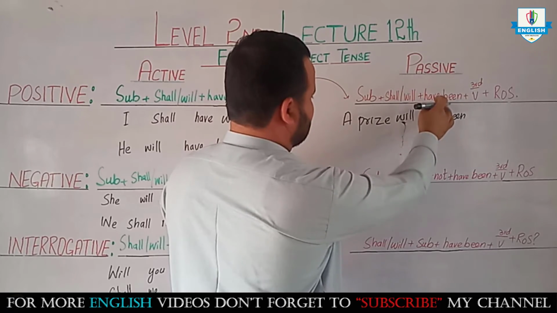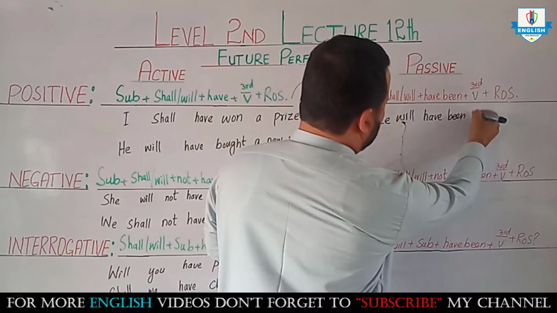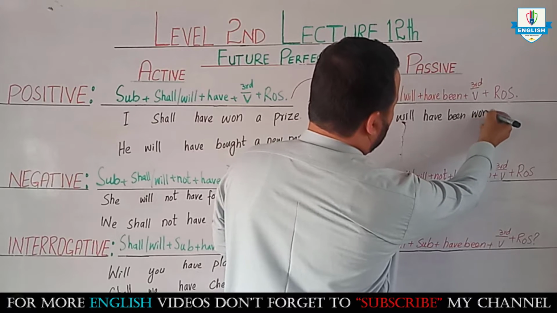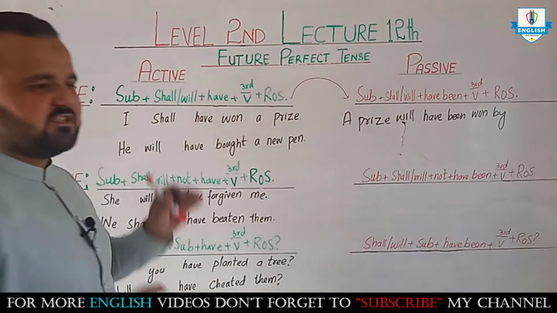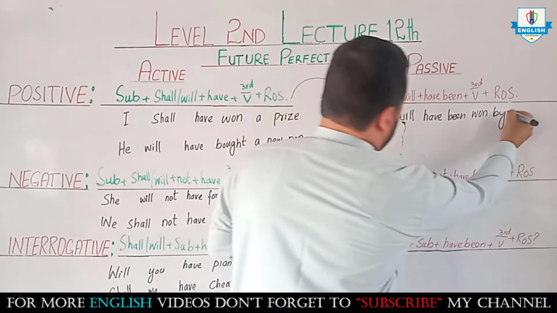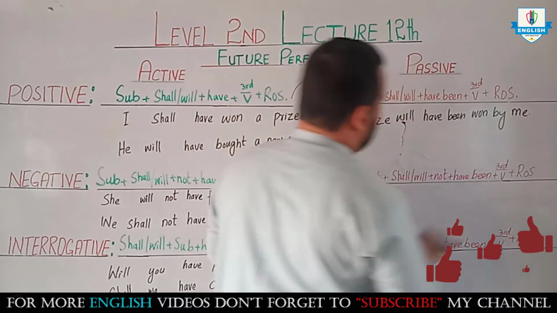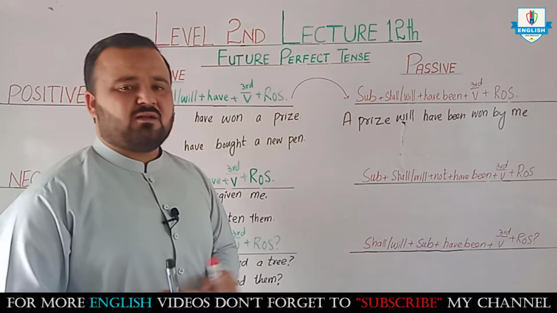from the above structure. One is the third form. So here is also the third form, won. Then by a specific agent, and I will change to me. The objective case of I is me. Got it? A prize will have been won by me.